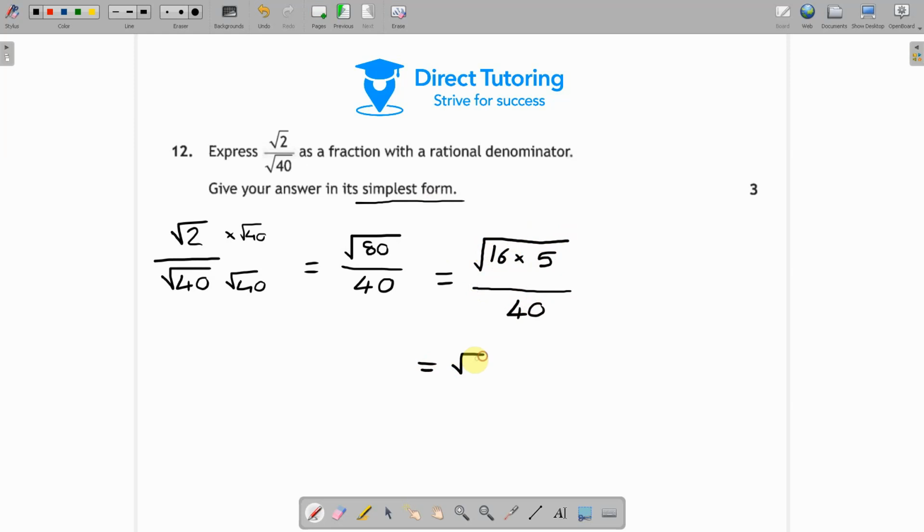So if we do the square root of 16 times the square root of 5 over 40, then we end up with 4 root 5 divided by 40, which we can then simplify the 4 and the 40, so we get the square root of 5 over 10.